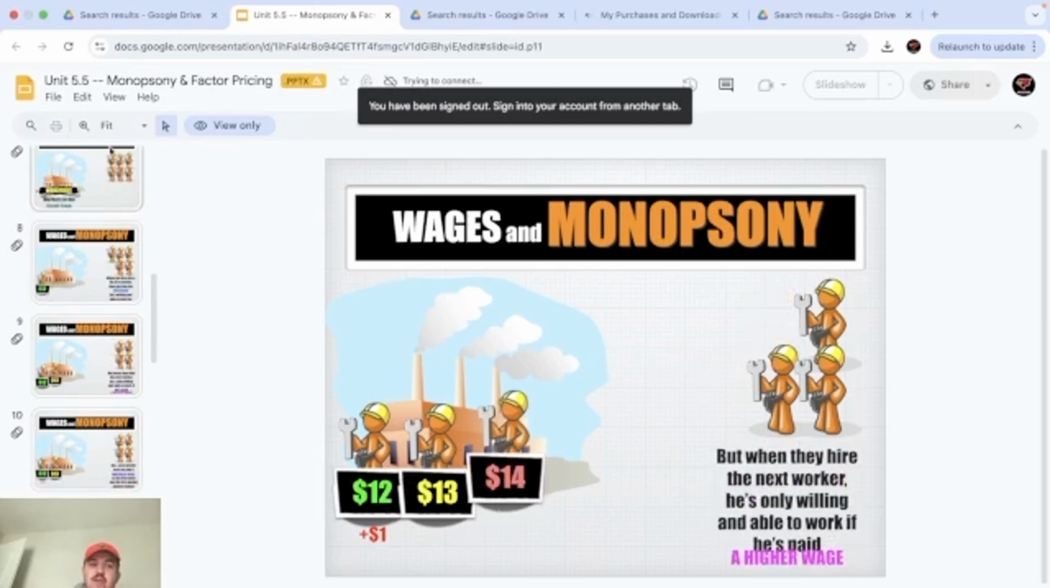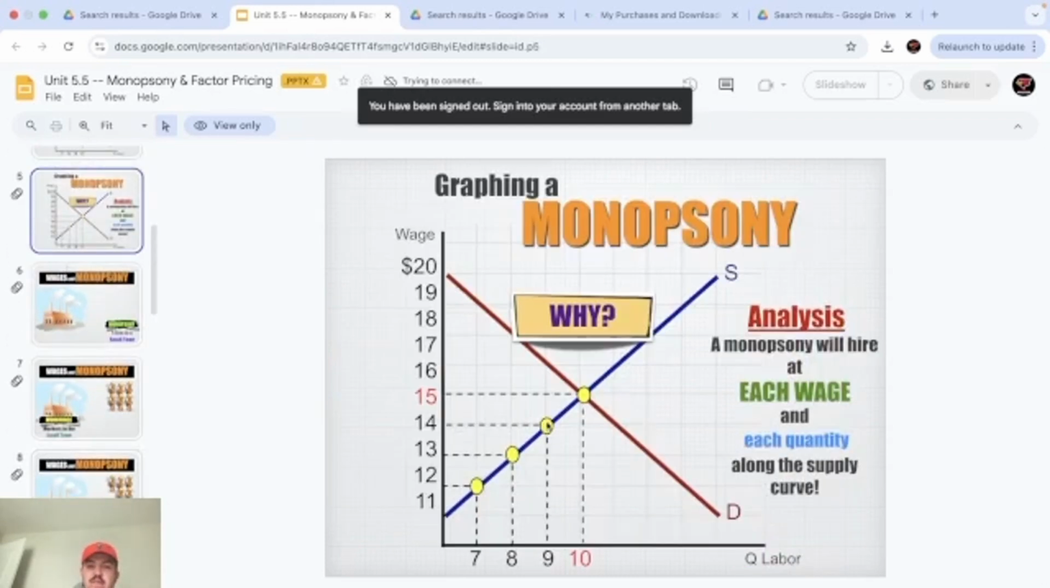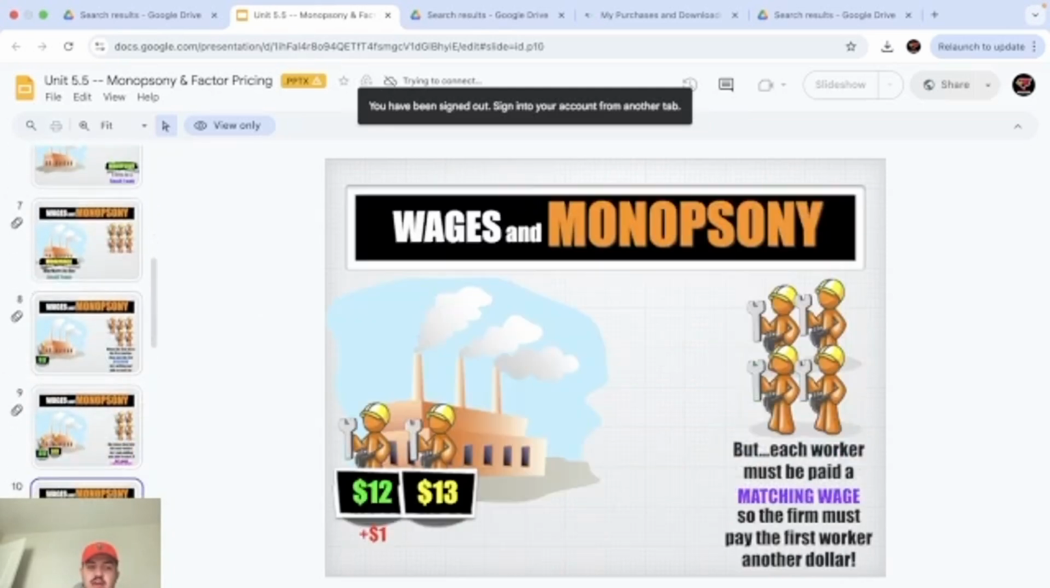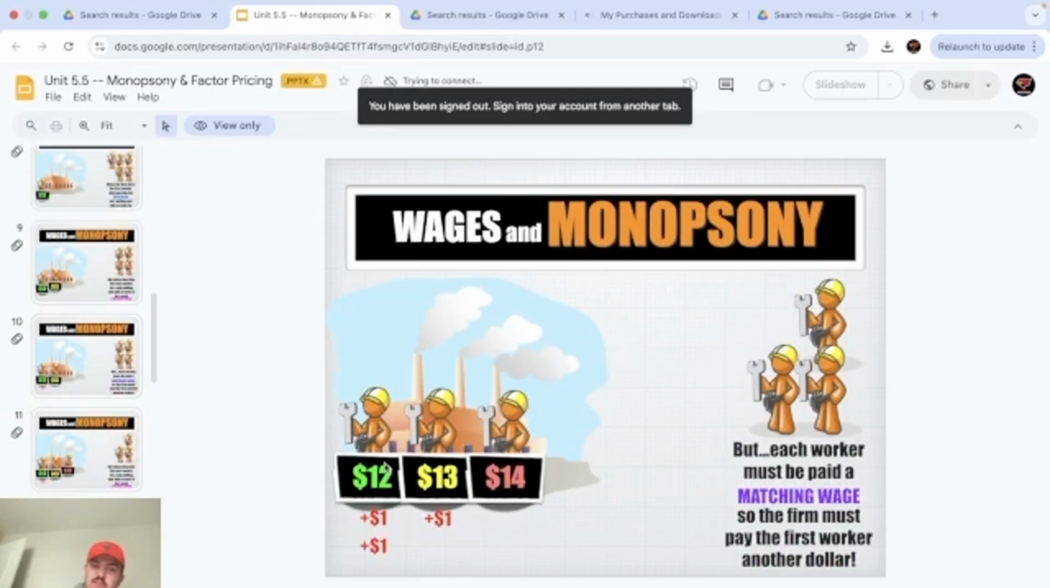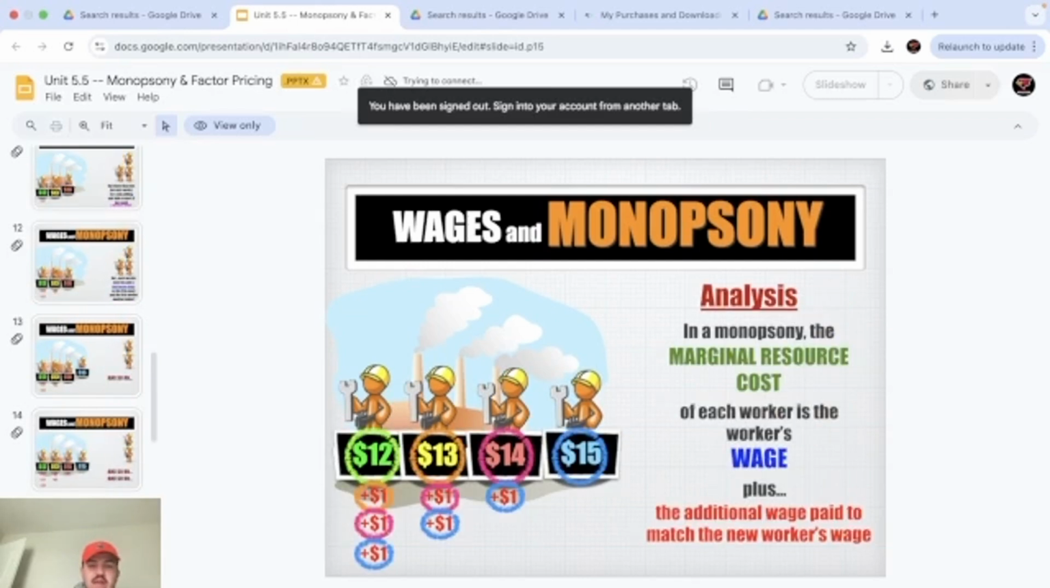The same thing will play out when we hire the next one. He's only willing to come in for $14. And as a result of that, if he's going to come in for $14, we're going to have to pay each of the other ones the extra dollar to match the wage to get them all on $14. Same thing for $15, and so on and so on. So in a monopsony, the marginal revenue cost, the MRC of each worker, is their wage plus the additional wage paid to match the new worker's wage. Okay, so we started with here, MRC plus the additional one. So he gets the additional one from him, and him, and him. He gets his additional, he gets his and his additional, so on and so forth.